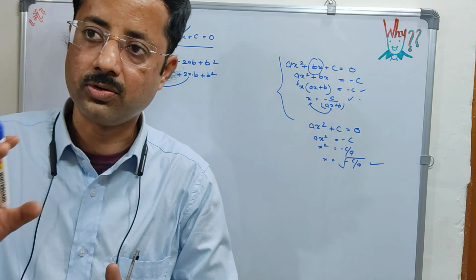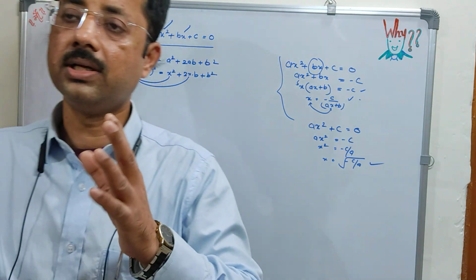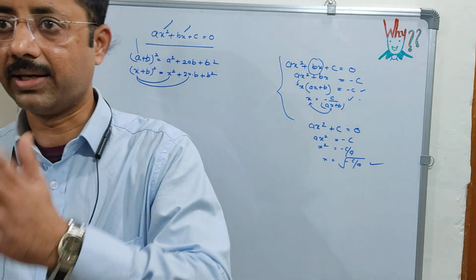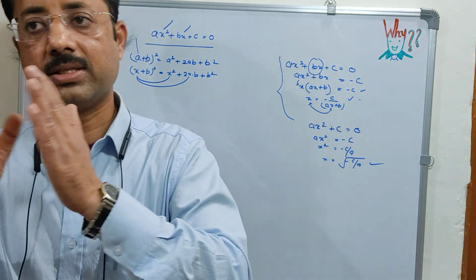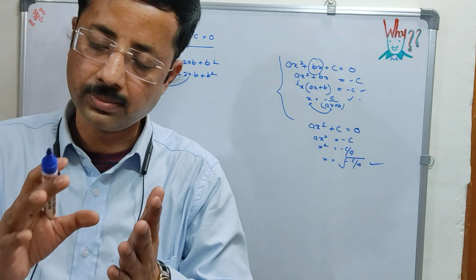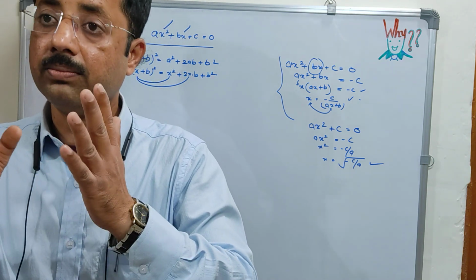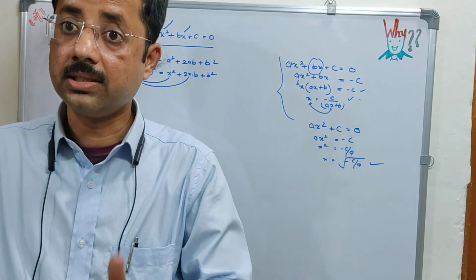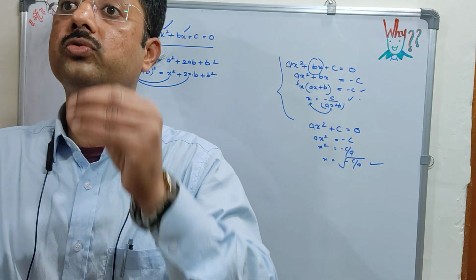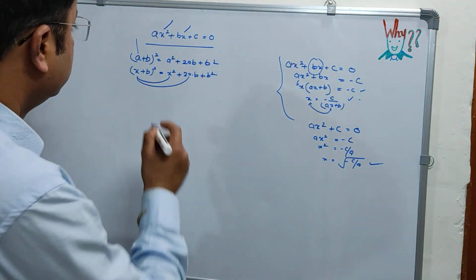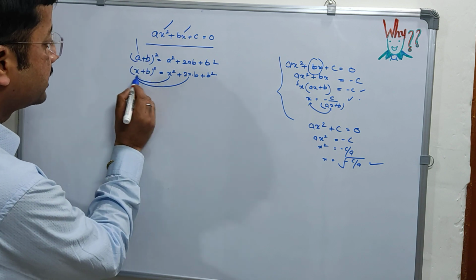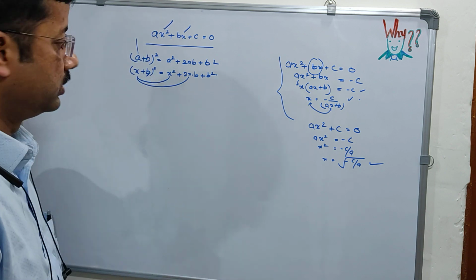Means in any equation you cannot alter the left hand side and the right hand side value. You cannot change them. You can add, you can subtract, you can multiply, you can divide. The condition is the ultimate value should not change. Now here we have to convert it into the form (x plus constant) whole square.